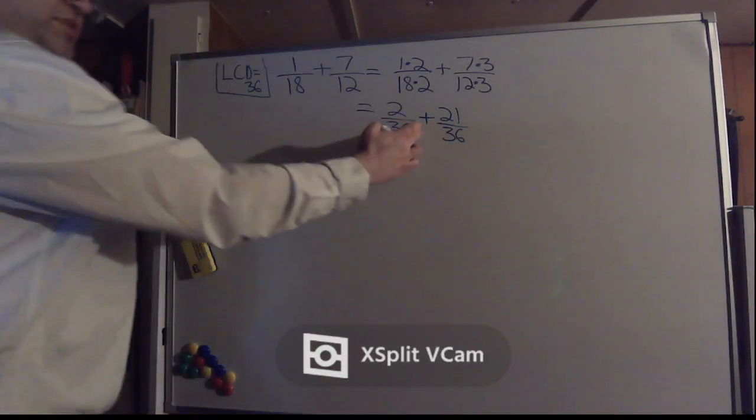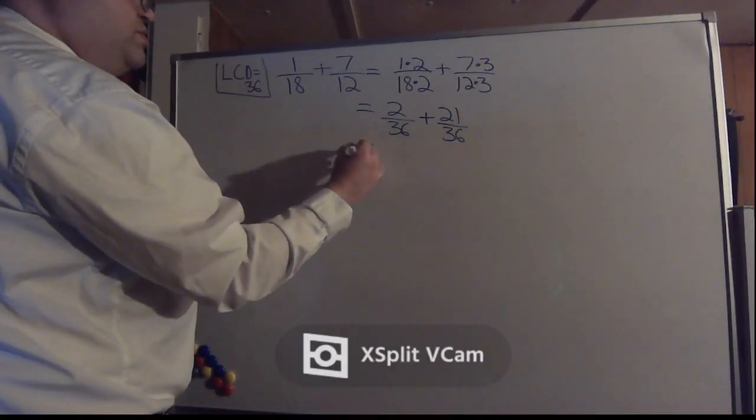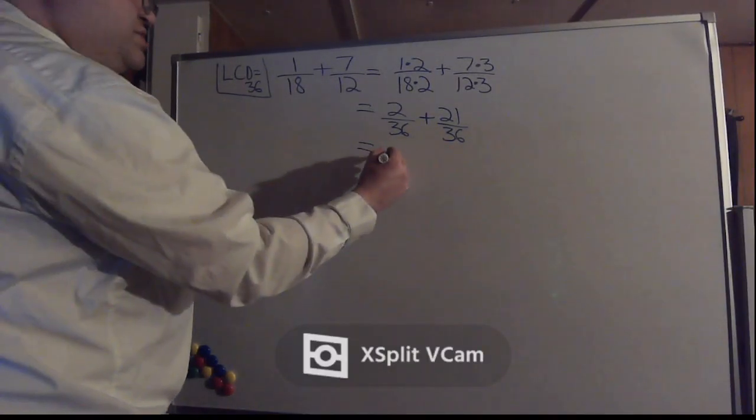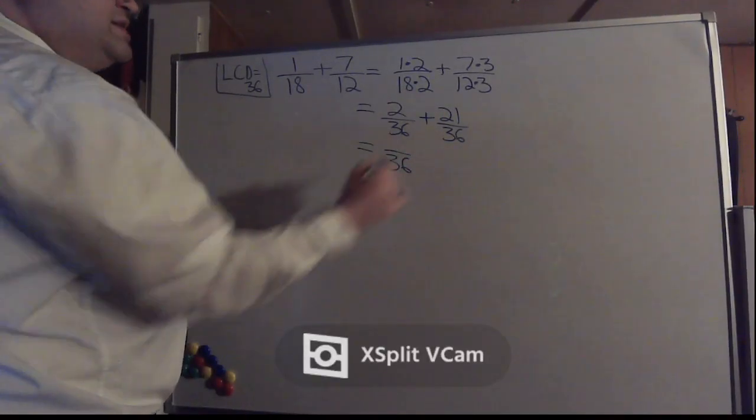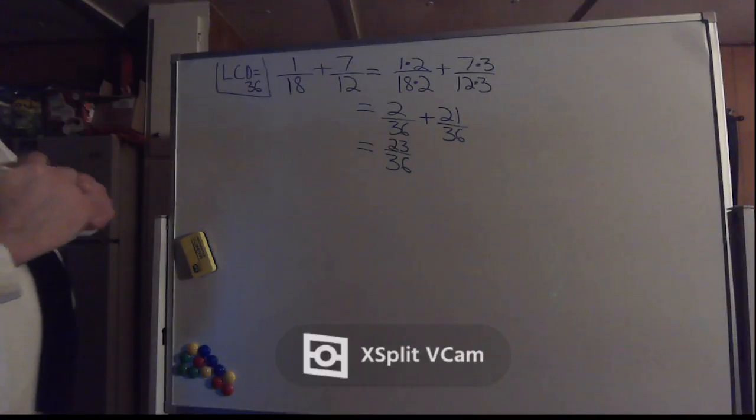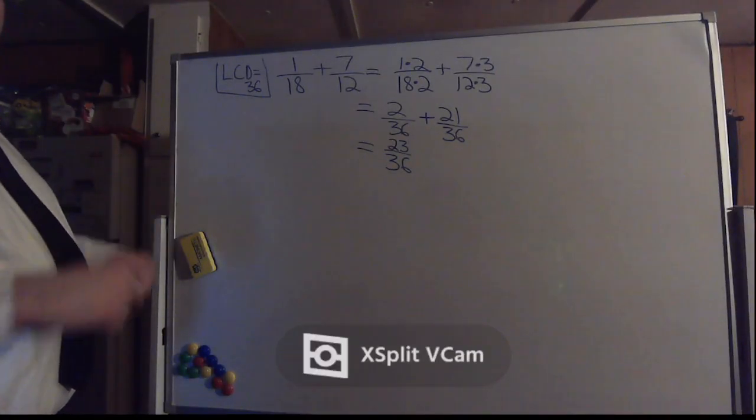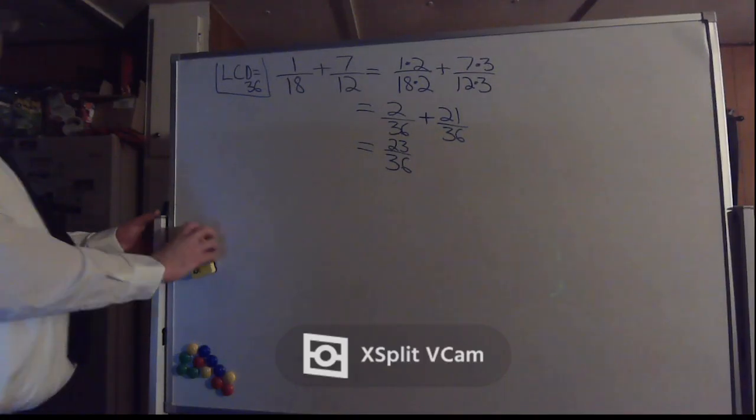Alright, now that they both have the same denominator, we can go ahead and add it. So the denominator is going to be 36. The numerator, 2 plus 21, is 23. And in fact, we're at our final answer in simplest form because we cannot factor it any further. So your answer is 23/36.